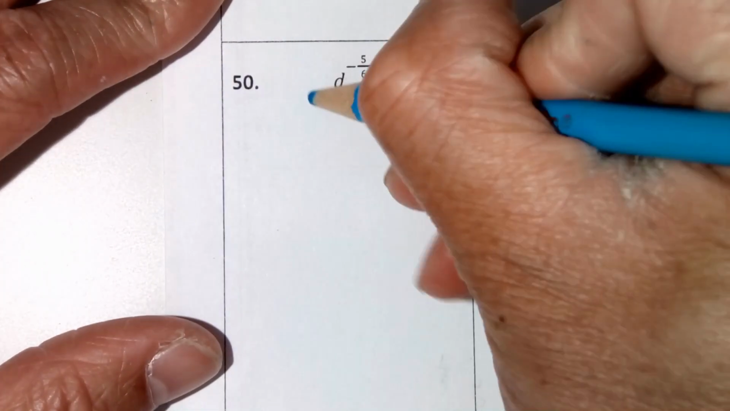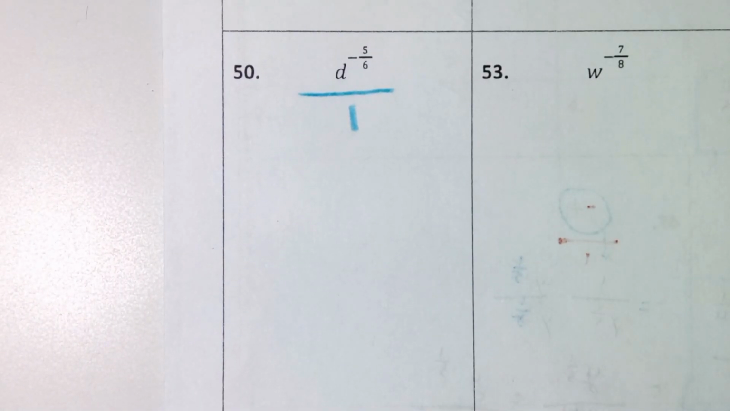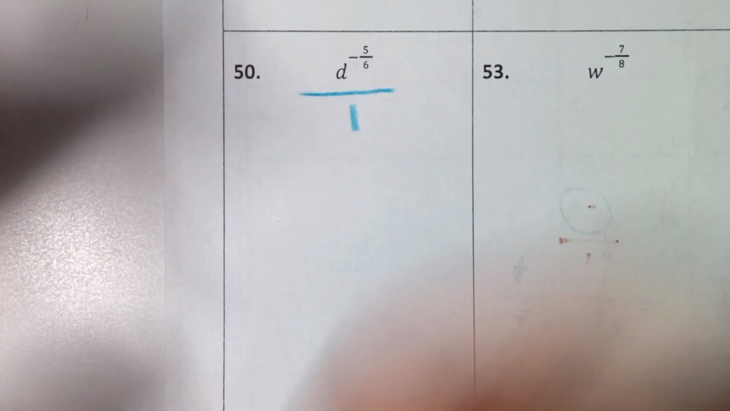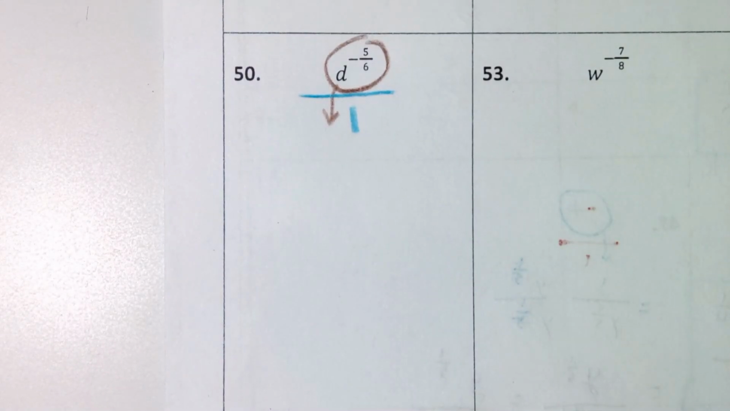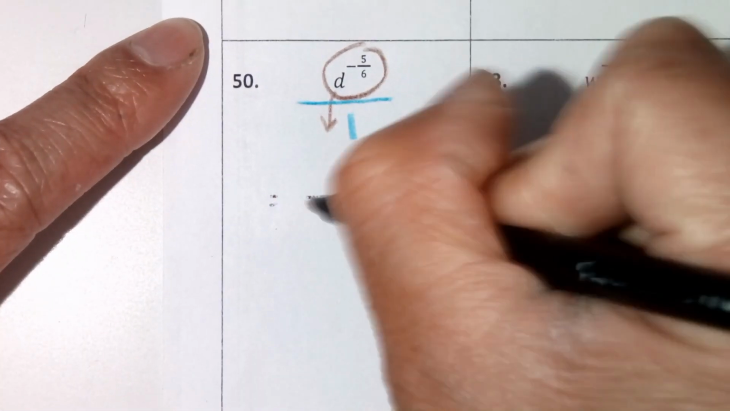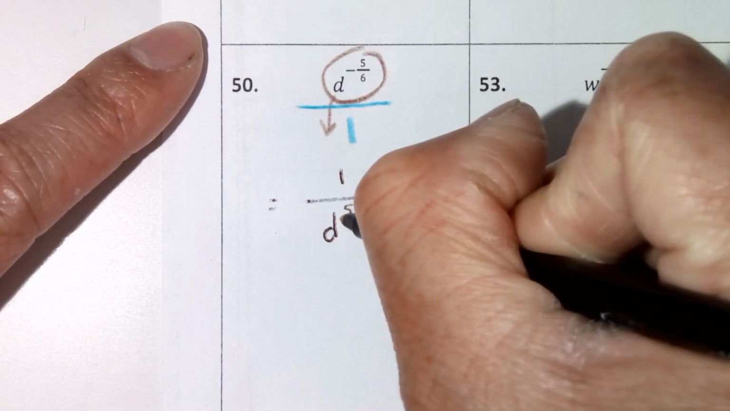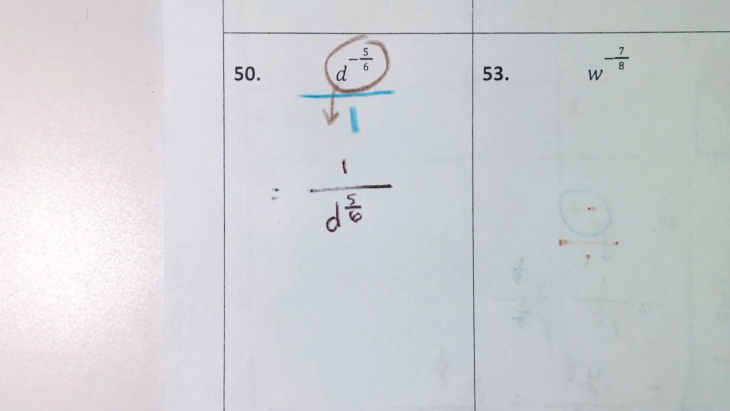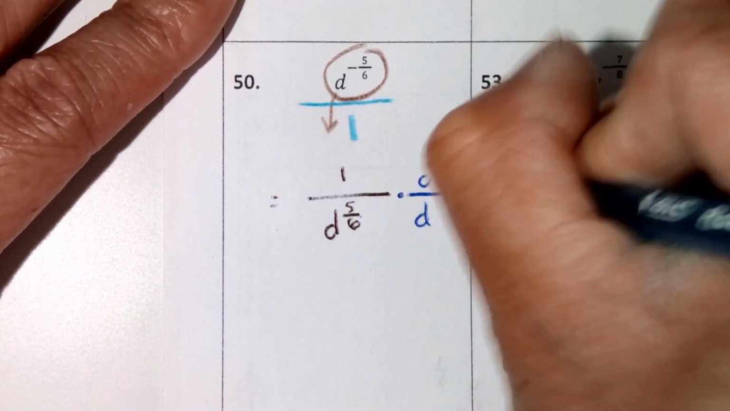Alright, question number 50, I have a negative exponent, so let's go ahead and quickly make that a fraction by putting it over 1. Okay, now the negative exponent is going to switch. So now it's going to go downstairs. So I have 1 over d to the 5/6.